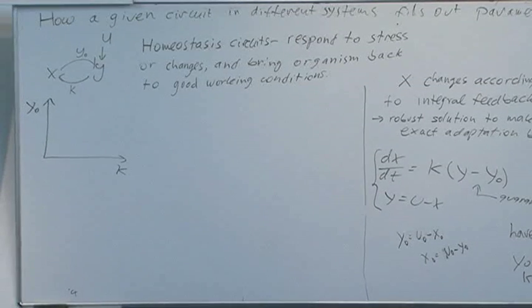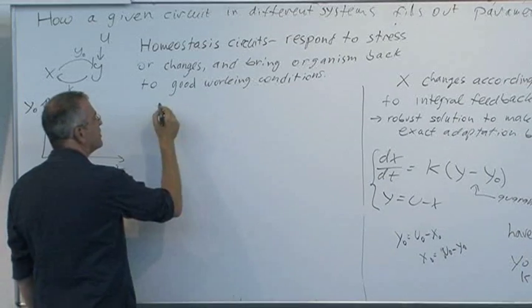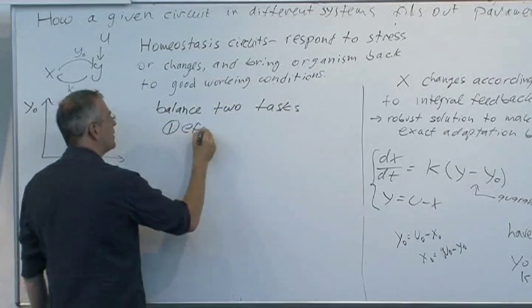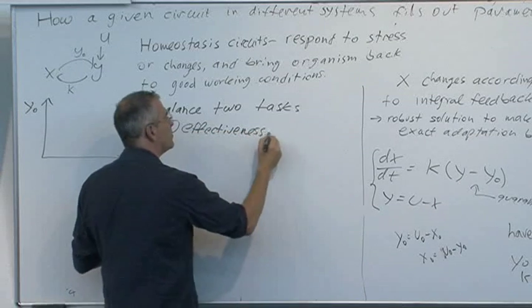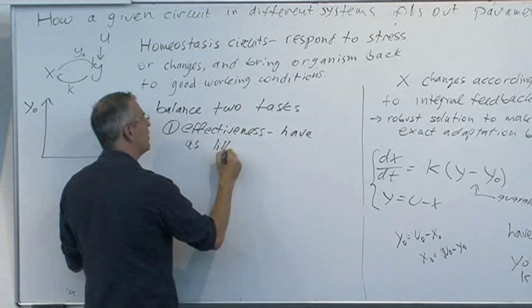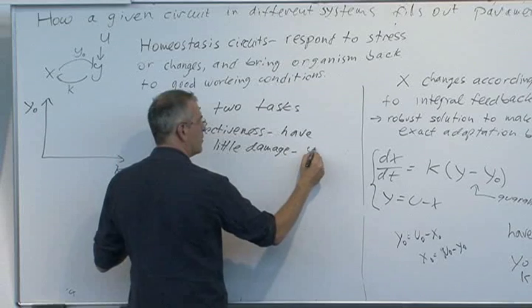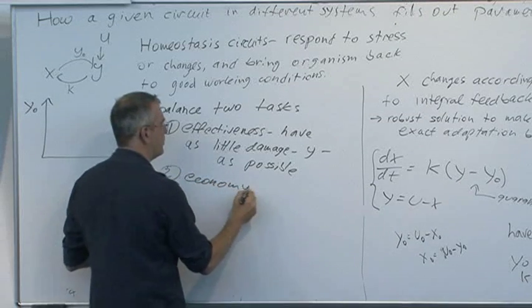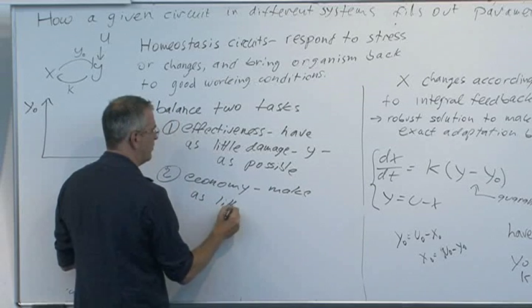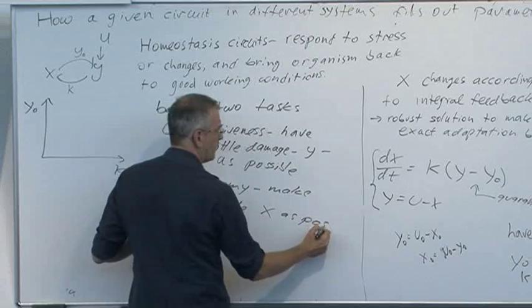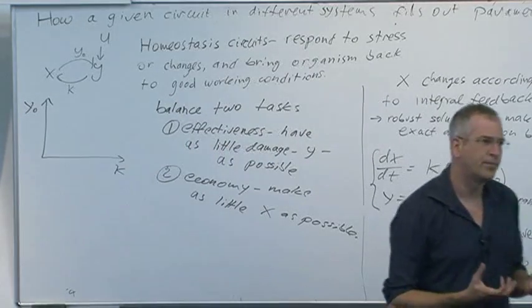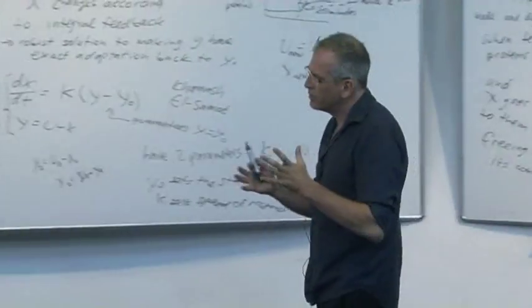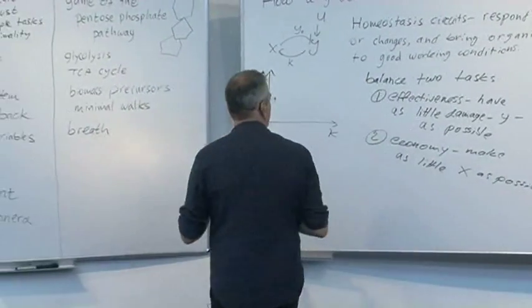Therefore you get a sense that the heat shock system, these kinds of systems, must balance at least two tasks. The first task we'll call effectiveness, which means have as little damage, that is Y, as possible. The other force we'll call economy: make as little X as possible. So we have two tasks. It's a multi-objective optimization problem, just like in engineering, or as graduate students, when you think about how you balance your time, or multiple tasks.